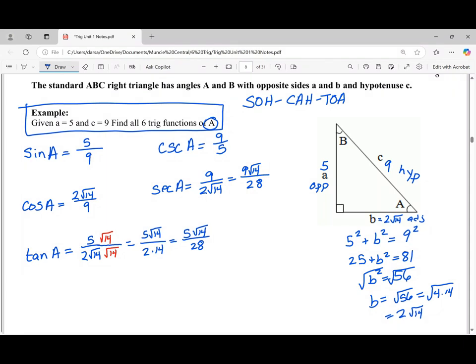Now here's a little trick. When we do tangent, it is tempting to take this one and flip this one over. But actually then we're going to have a square root in the denominator again, and we're going to have to re-rationalize, and that's a little bit icky. So what we can do instead is go all the way back over here to before we rationalized and flip this one over. And when we do that, our square root of 14 is on the top, our 5 is on the bottom, it's fully reduced, and we don't have to re-rationalize. So this is a nice basic problem using a standard ABC right triangle.